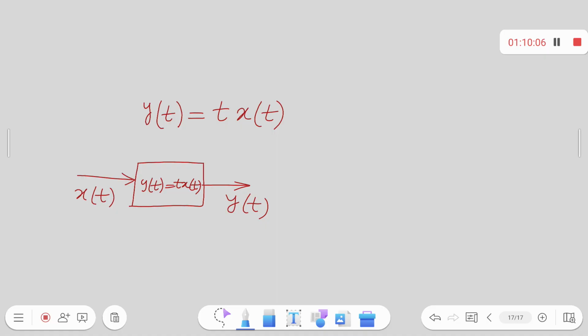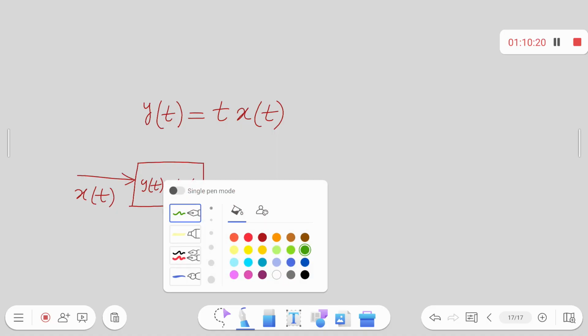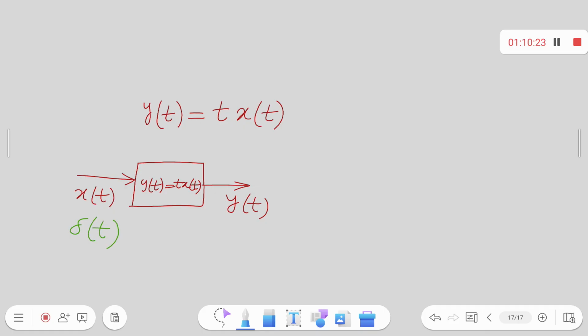Right. And that is how we find out the impulse response. The name says impulse response, that is, response due to impulse. So just replace x of t with delta t and find out h of t as y. Done. So what will be the impulse response then? What is h of t then? t times delta t. Since x of t is replaced by delta t, h of t equals t times delta t. Yes or no?